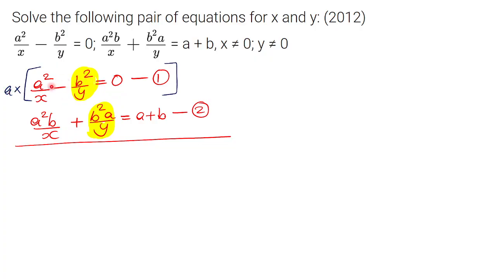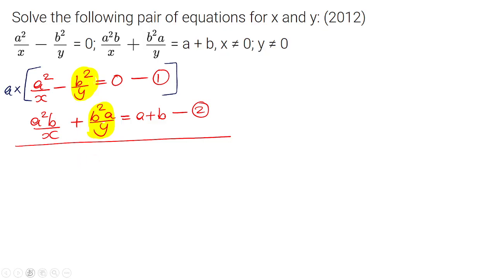Open the bracket: minus b square a by y. Here it is, b square a by y. So minus b square a by y and plus b square a by y can be eliminated. Let me explain some extra steps, then I will interact with you.